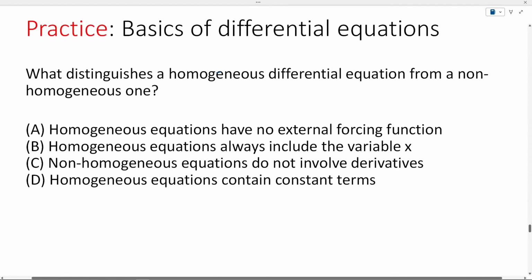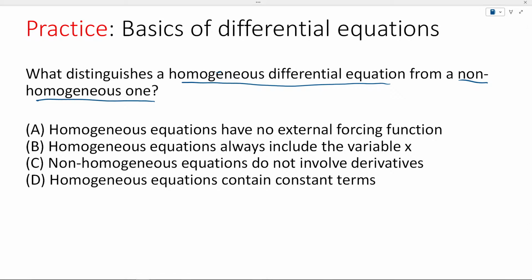What distinguishes homogeneous differential equations from non-homogeneous ones? Read the question carefully, because I notice in your homework, you don't read the question carefully and you rush through the answer. I'm telling you what distinguishes it. So there could be some correct answers here, but they don't distinguish homogeneous from non-homogeneous. If you find a correct answer here that does not distinguish between these two, then don't select it.